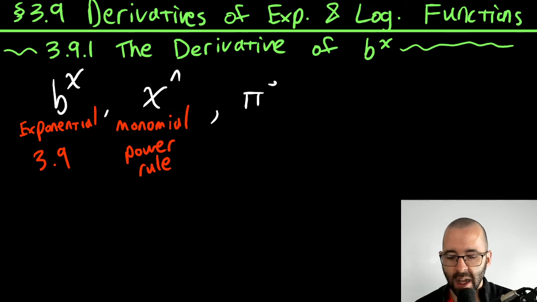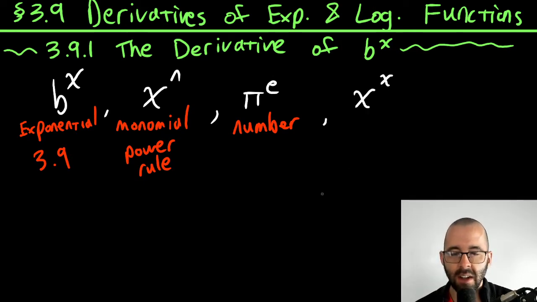Then there's other things that can be confusing as well. Like if you have something like pi to the e, this looks really nasty, but this is just a number, right? Pi is a number, e is a number. So this isn't anything fancy. It is just a single number. Watch out for that. And watch out for this too. You can't use the power rule on this either. You can't use exponential function rules on this either. This is a weird, wacky function.